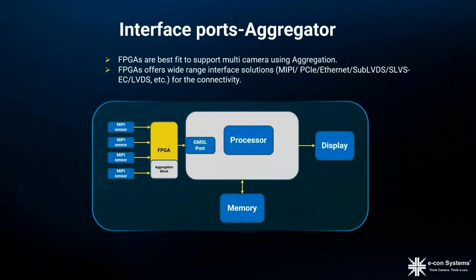This challenge can be addressed by using an FPGA in between the MIPI cameras and the application processor. In this block diagram, the FPGA will act as an aggregator. The FPGA will receive the image data from 4 MIPI cameras, aggregate, and send via a single MIPI output. Then it is converted to GMSL and sent to the host processor. Since FPGA offers a wide range of high-speed interfaces like MIPI, PCIe, Ethernet, sub-LVDS, and SLVS-EC, aggregation is possible in all the high-speed interfaces.